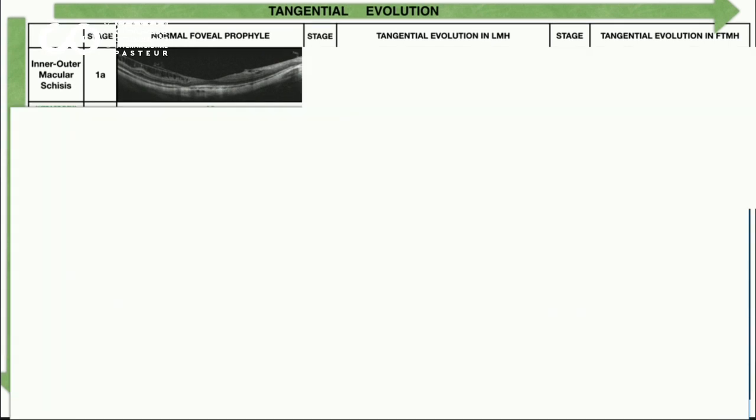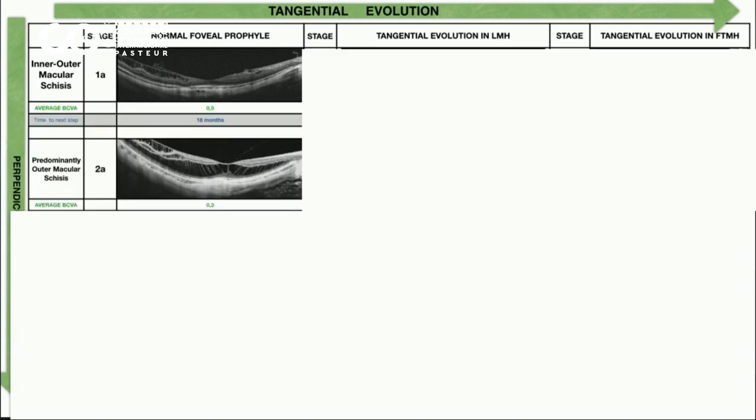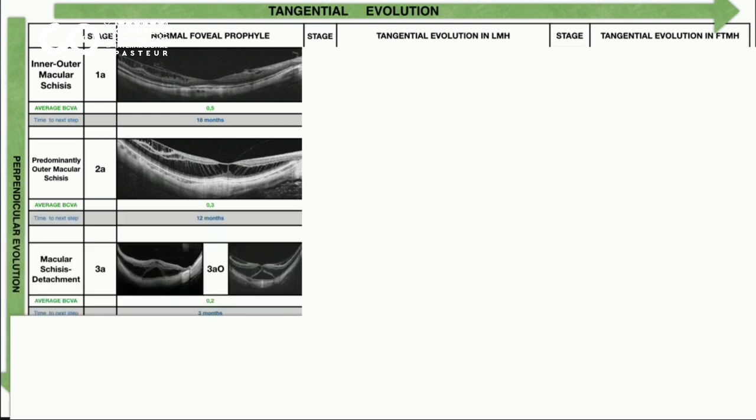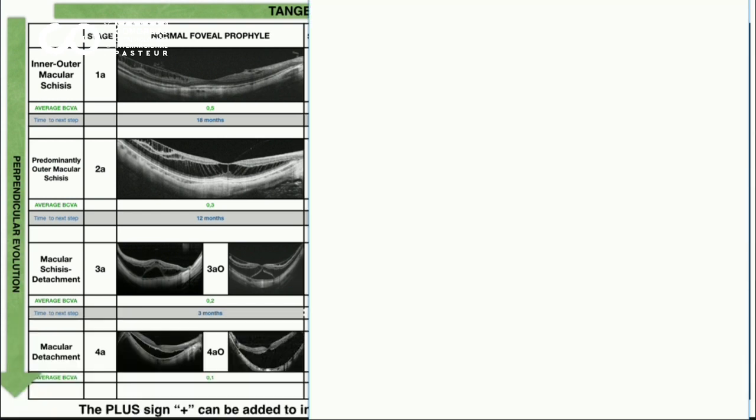Stage 1 shows the evolution of inner schisis inside the retina. Stage 2 shows deeper schisis in the outer layer. In stage 3, schisis is combined to detachment. And in stage 4, the retina is completely detached and there is no more schisis.